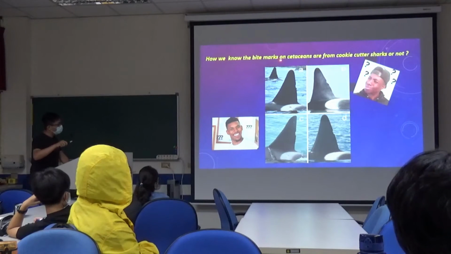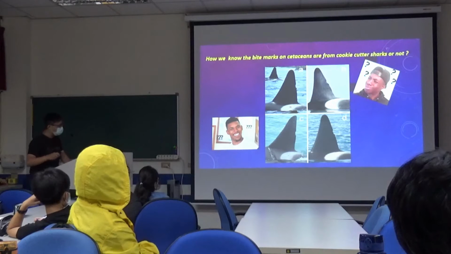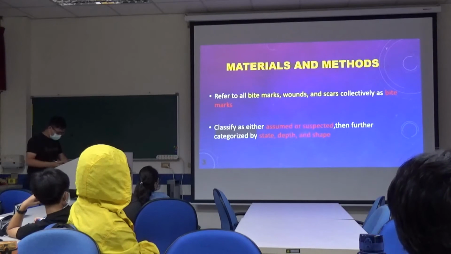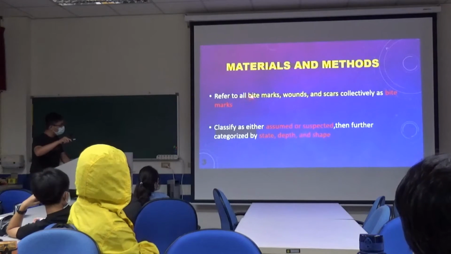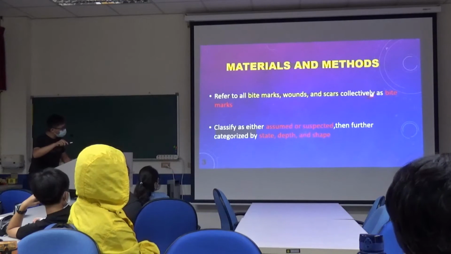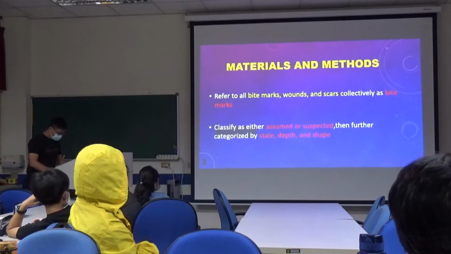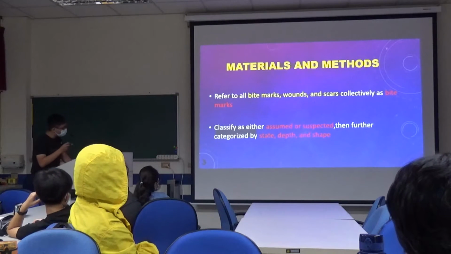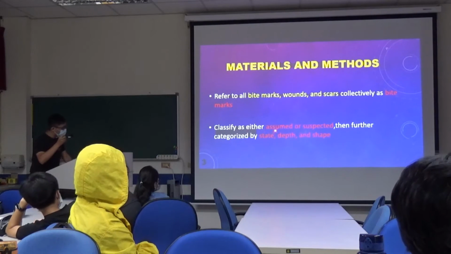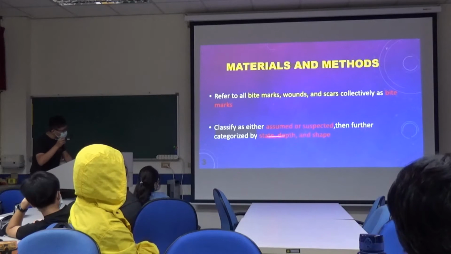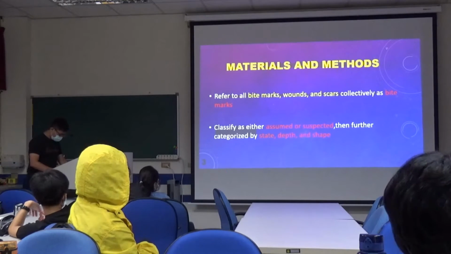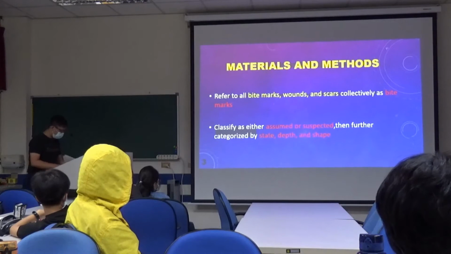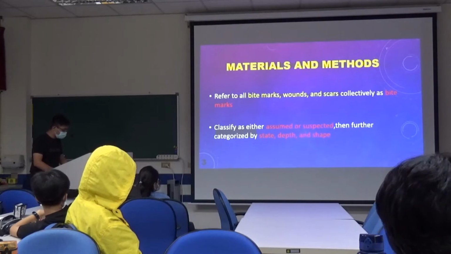How do we know the bite marks on cetaceans are from a cookie cutter shark or not? How do we know? The method is simple. Refer to all bite marks, warts, and scars, calculated as bite marks, and classify them as either obvious or suspect, then further categorized by date and shape. Okay, that's our classification table online.